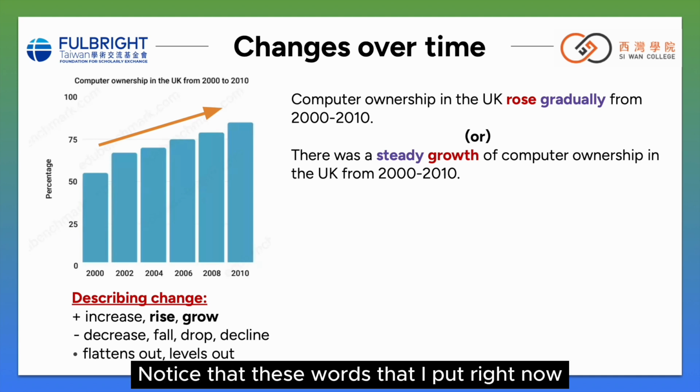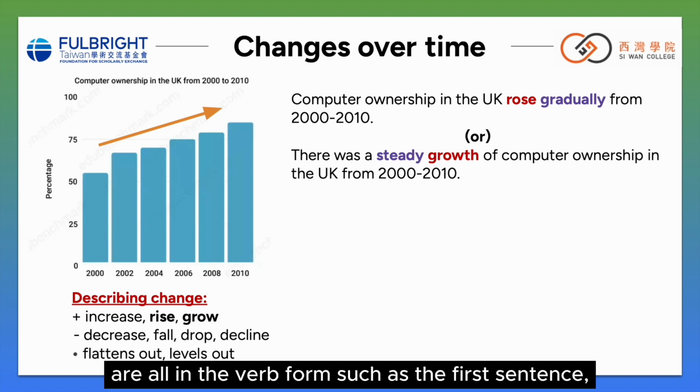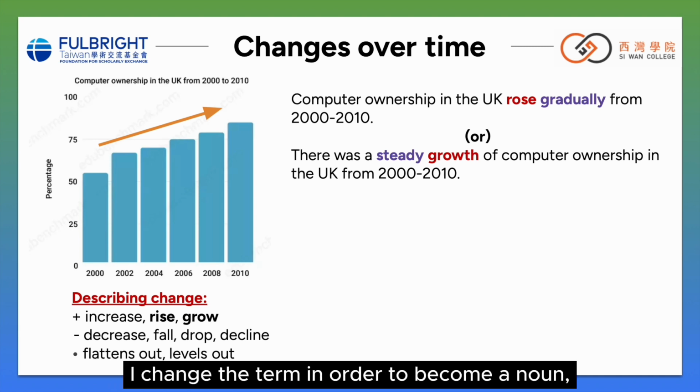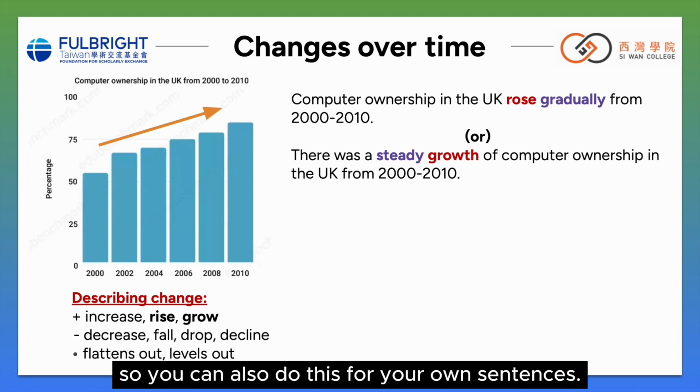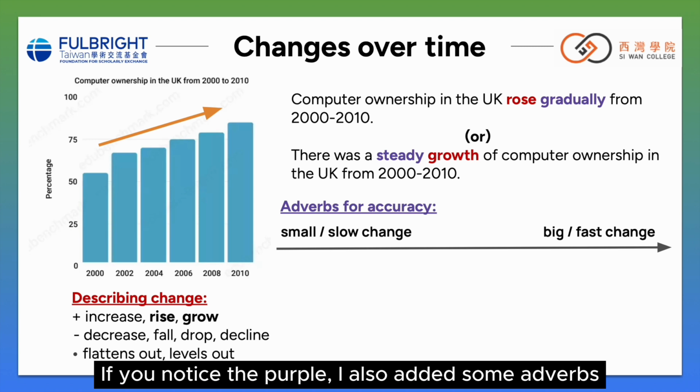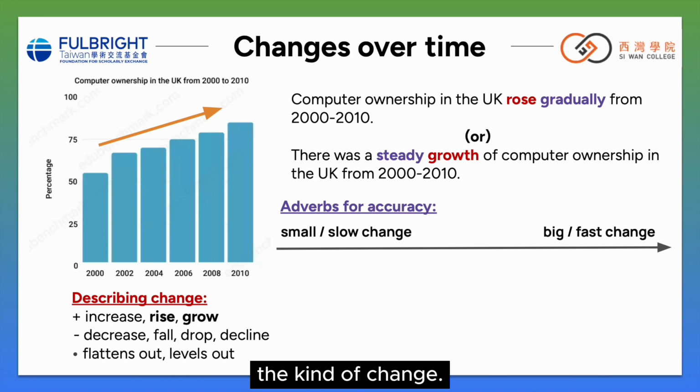Notice that these words that I put right now are all in the verb form, such as in the first sentence. But in the second sentence, I changed the term in order to become a noun. So you can also do this for your own sentences. If you notice the purple, I also added some adverbs in order to more accurately describe the kind of change.